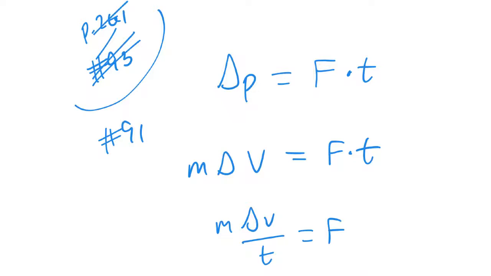That's why momentum impulse theory is F equals ma. It's the same thing. Delta v over t is a, right? This right here is really acceleration. So if I think of momentum impulse theory, I can rewrite it as F equals ma. It's the same thing. But I will tell you this much.